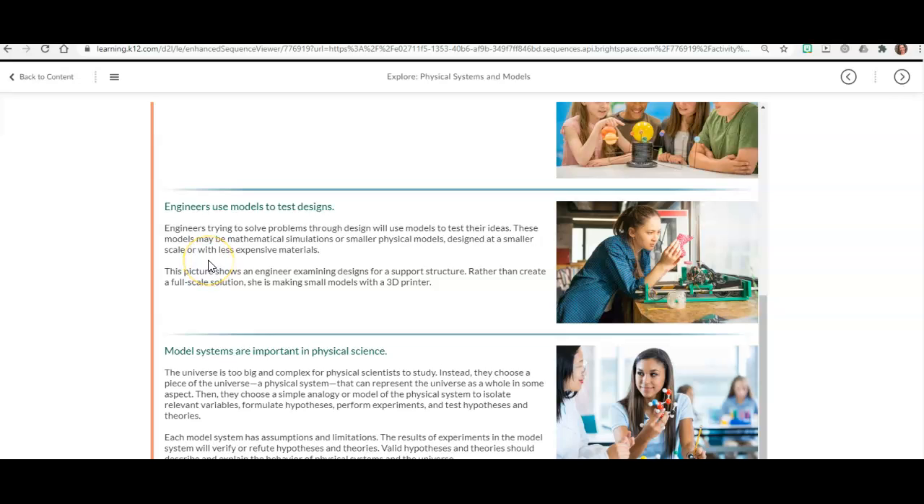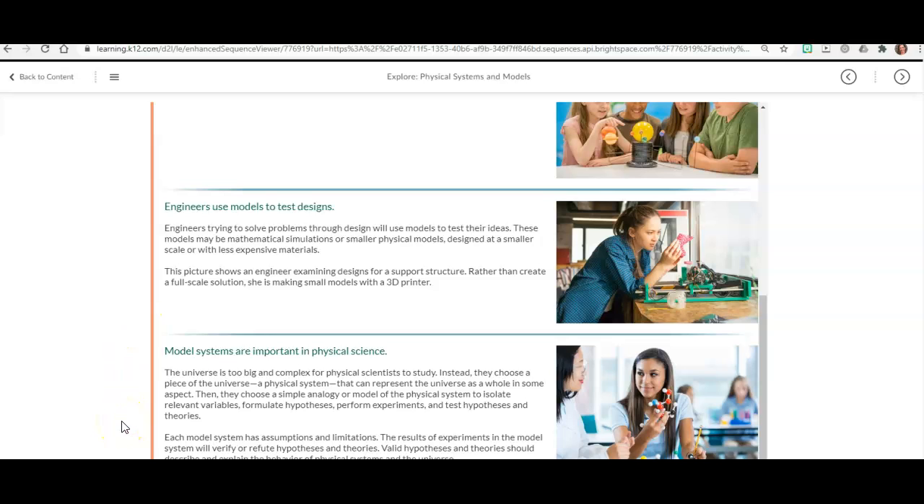Engineers use models to test designs. Engineers try to solve problems through design and will use models to test their ideas. These models may be mathematical simulations or smaller physical models designed at a smaller scale with less expensive materials. This picture shows an engineer examining designs for a support structure. Rather than create a full-scale solution, she is making small models with a 3D printer.